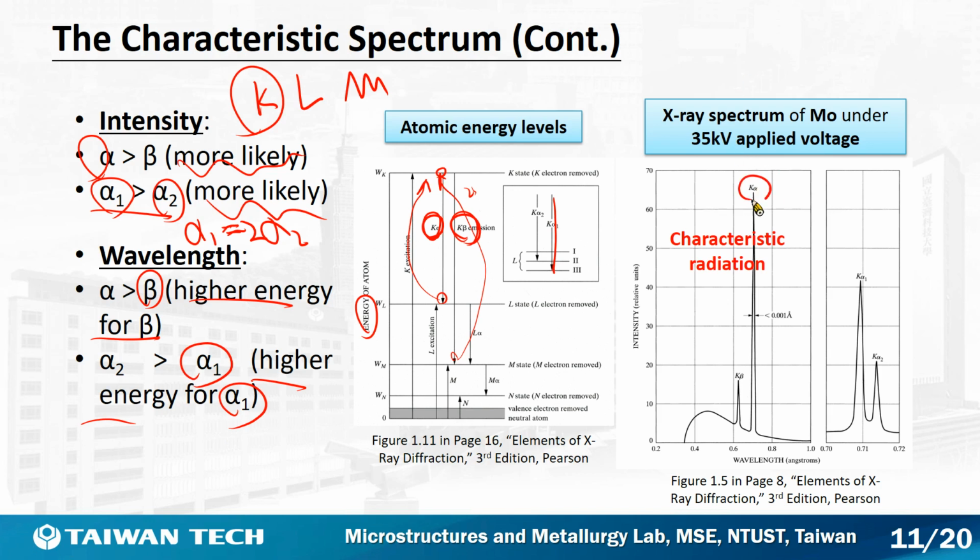Let's see here. This is K alpha and K beta. K alpha has a higher intensity than beta, right? Higher intensity. And then for the wavelength, alpha has a higher wavelength. So you see on the right hand side, beta is on the left hand side. And how about alpha 1 and alpha 2? So alpha 1 has a higher intensity, as you can see here. And alpha 2 actually has a higher wavelength, as you can see here.